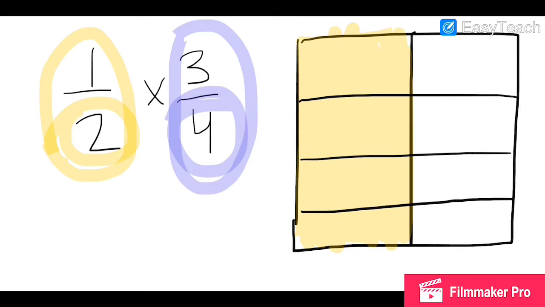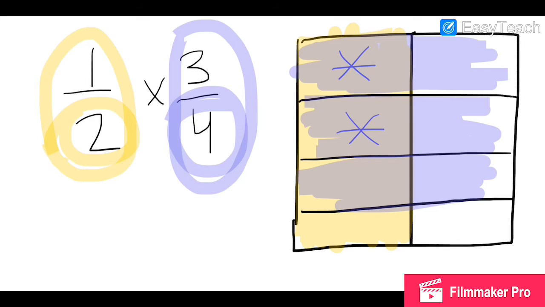I need to now highlight or shade 3 out of those 4 pieces. So here's 1, here's 2, and here's 3. Now I need to focus on how many overlapped. This one overlapped because it's both yellow and purple. This one overlapped, and this one overlapped. So I had 3 pieces that overlapped.